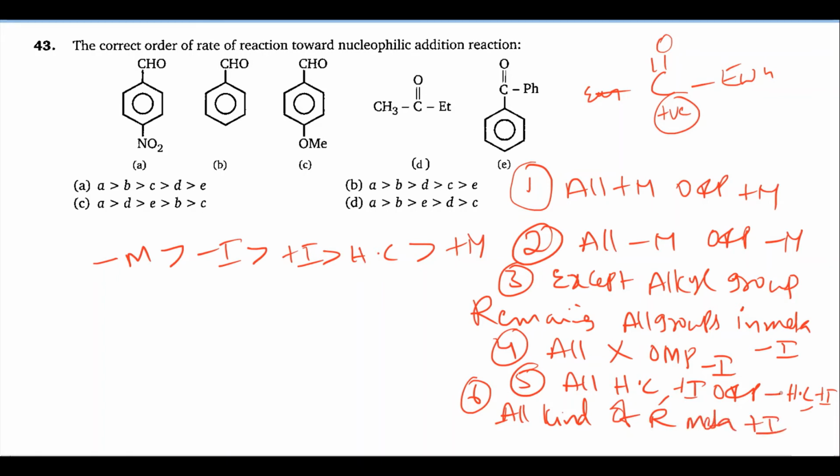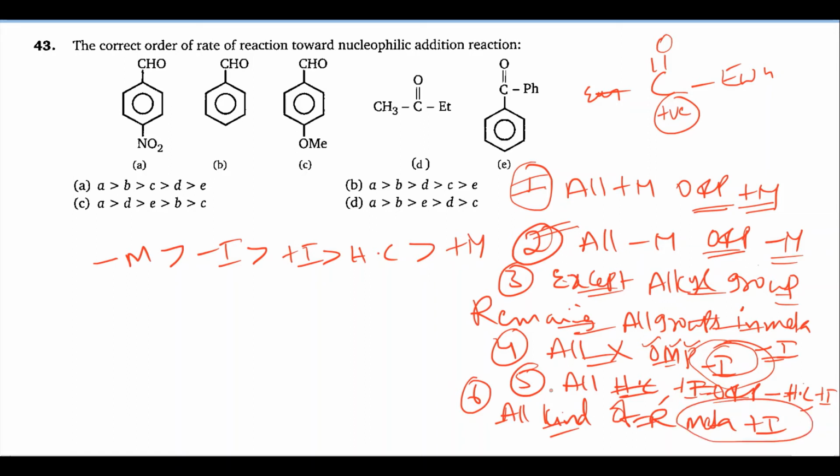These are very important golden points. What is the first point? All plus M affecting groups show plus M only, and all minus M affecting groups in ortho and para show minus M. This is applicable for substituted benzenes. Except alkyl groups, any group in meta position shows minus I. All halogens everywhere, ortho, meta, para, show minus I. All hyperconjugation and plus I affecting groups in ortho and para show plus I. All kinds of alkyl groups in meta position show plus I.